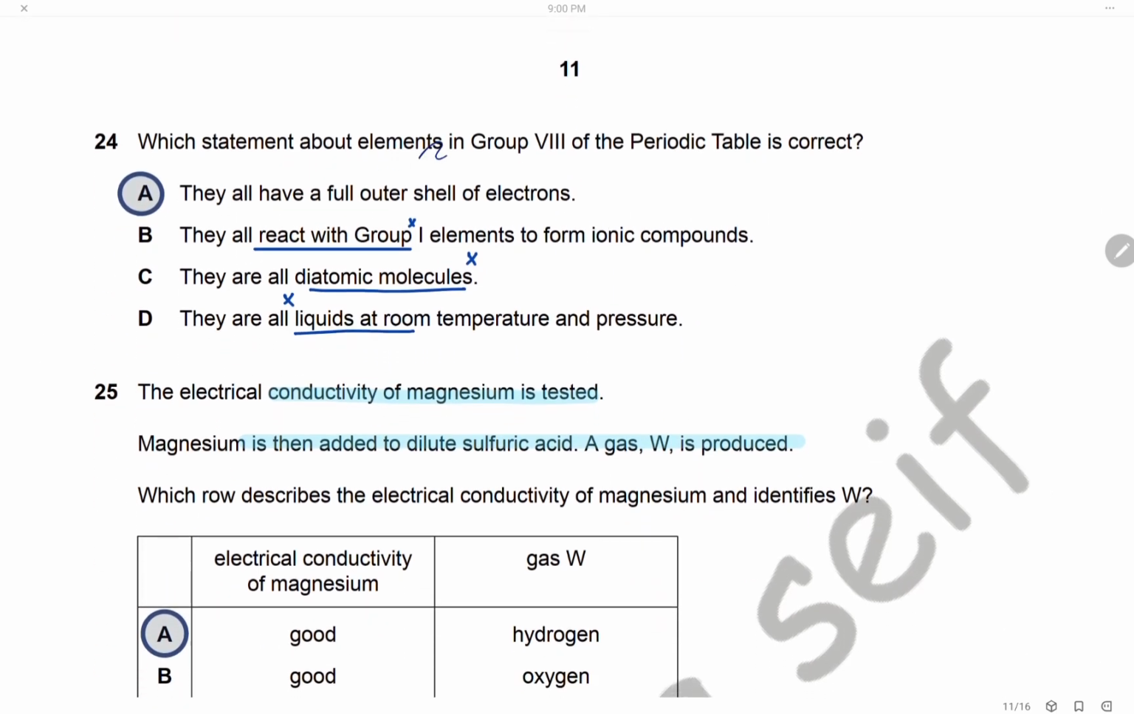Question 24. Which statement about elements in group 8 in the periodic table is correct? They all have a full outer shell of electrons. This is correct about group 8. They all react with group 1. No, they are inert. They will not react with group 1. They are all diatomic. No, all group 8 gases are monoatomic. They are all liquids. No, they are all gases. So the only correct statement is A.